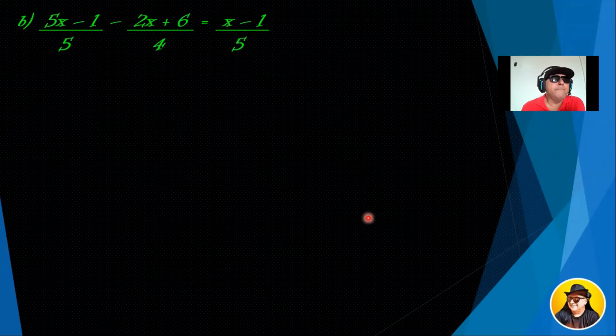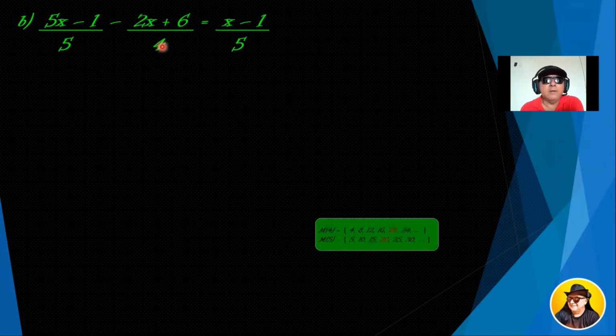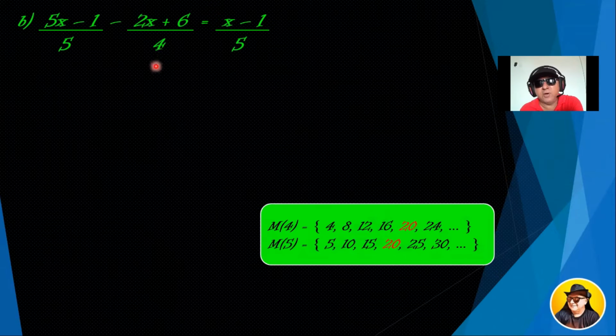Question B. Okay, see, I have to get the LCM between 4 and 5. Let's say multiples of 4: 4, 8, 12, 16, 20, 24. Multiples of 5: 5, 10, 15, 20, 25, 30, and so on. So easily I see the multiples. The least multiple is 20. So the least common multiple is 20.